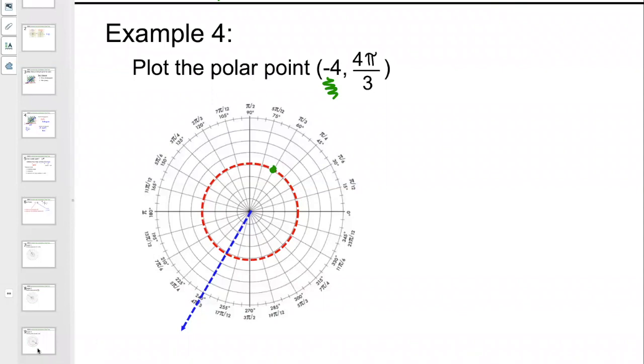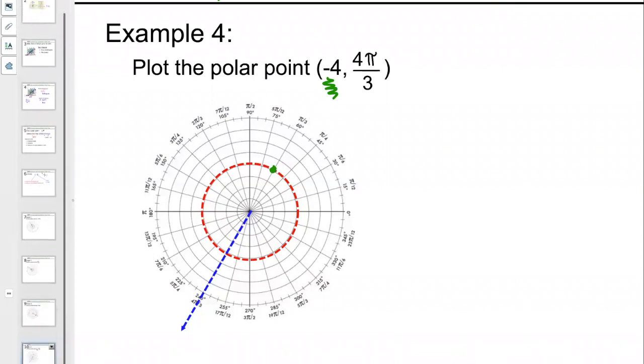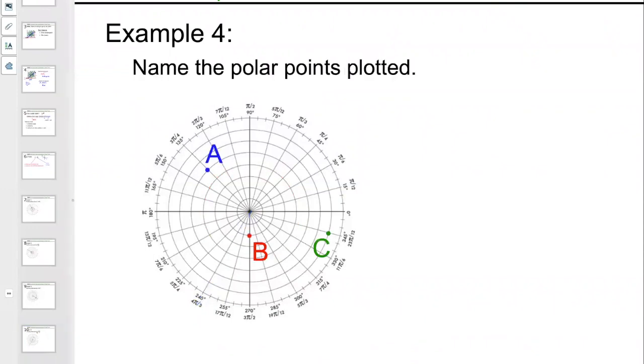All right, then the other thing that I'm going to show you is how to name points that are already plotted for you. So I've got 3 points plotted here. One thing about the polar system is that you can have an infinite number of names for one point because it continues to just rotate around and around and around. Unlike the rectangular system, where every point is a very distinct spot and you can only name it one way. So let's take a look.